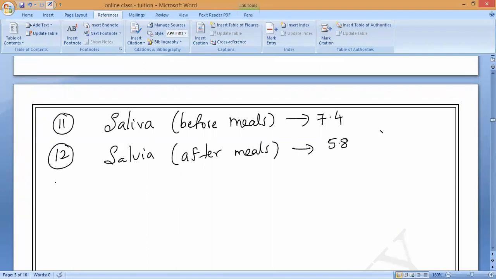Understand? Next one, our blood. This is the most important one. In the tabular column also blood will be there. Is it correct? The pH of blood is 7.3 to 7.4.